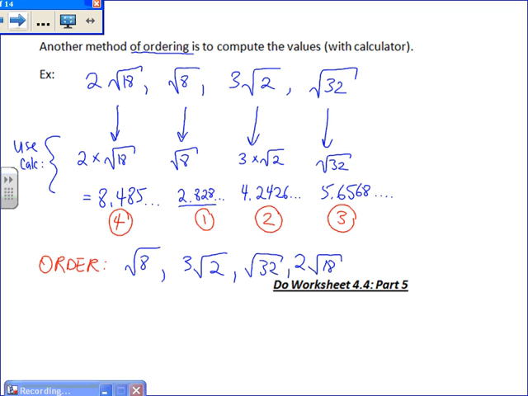All right, I'd like you to go ahead and finish up your worksheet 4.4 now. So you can actually do all parts 3, 4, and 5. And check your answers, make sure you're doing it correctly.